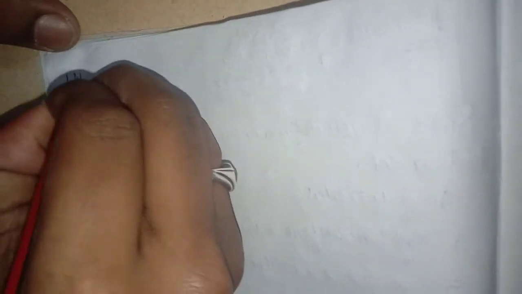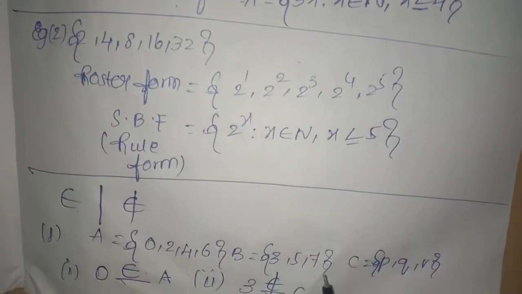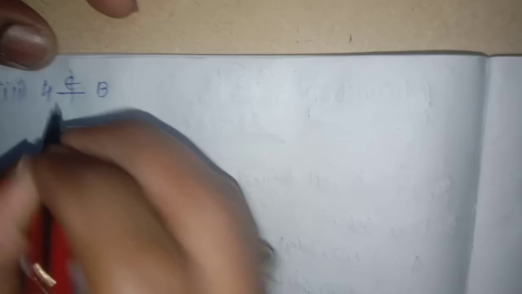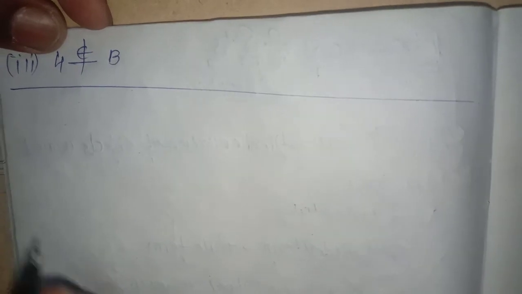Third example: 4 and B. When you go to set B, the given elements are 3, 5, 7. So 4 is not there, so we have to write 4 does not belong to B. These are a few examples of belongs to and not belongs to, where a few sentences are given and we have to write them in belongs to or not belongs to form.